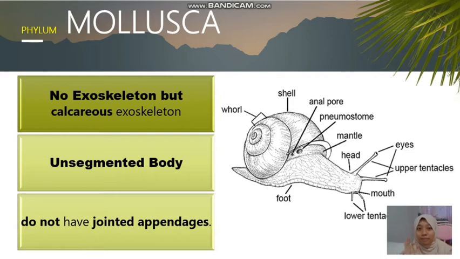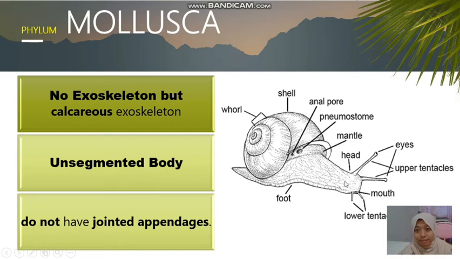So the mollusk has a shell, not an exoskeleton. And mollusks also have no segmented body. It doesn't have a thorax, doesn't have an abdomen. It's just a full body here, combining the head, foot, and all. And also it doesn't have jointed appendages. If you look here, it has an antenna, but the antenna is combined. It's also part of the head.